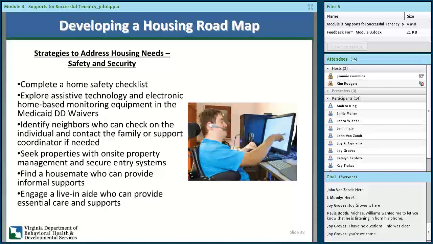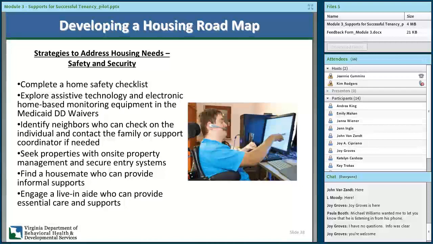Seeking properties with on-site property management and secure entry systems such as keypads or fobs can also help. Housing guides can find a housemate who can provide informal support such as helping the individual answer the phone and the door or be available in case of an emergency to guide the person to safety.